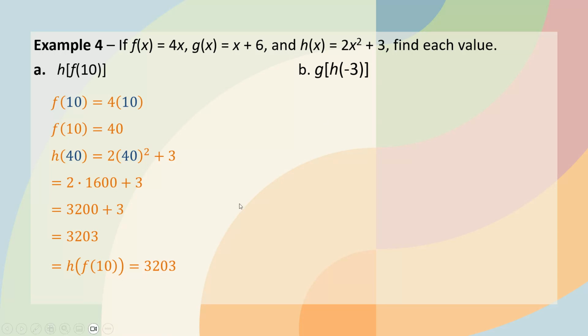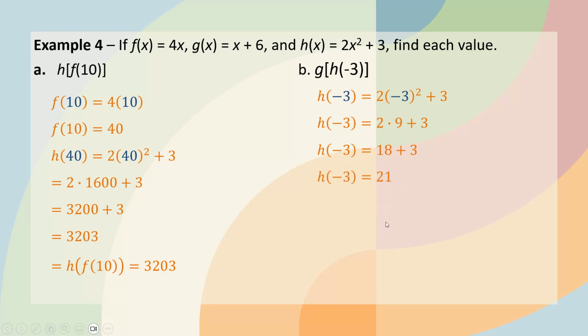Next, we're going to find g of h of negative 3. So start on the inside, h of negative 3. So go to the h function and replace x with negative 3. Follow your order of operations. Exponents happen first. Negative 3 squared is positive 9. Then we multiply. 2 times 9 is 18, and then we add. So our output was 21.